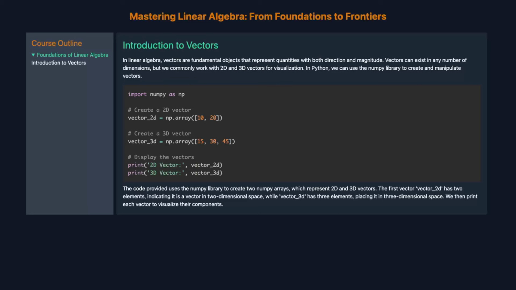The code provided uses the NumPy library to create two NumPy arrays, which represent 2D and 3D vectors. The first vector, vector 2D, has two elements, indicating it is a vector in two-dimensional space, while vector 3D has three elements, placing it in three-dimensional space. We then print each vector to visualize their components.